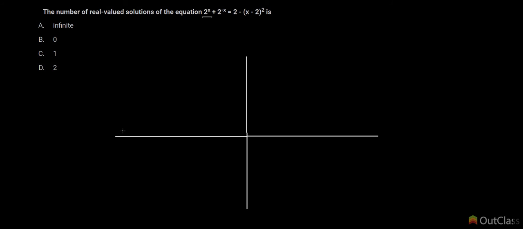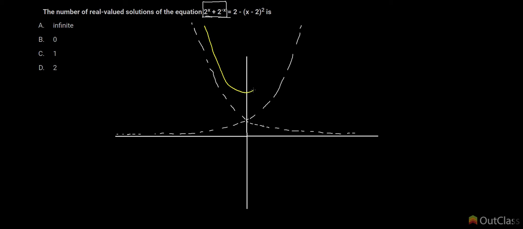2 raised to x looks like this. It's an exponential function. It will grow like this. 2 raised to minus x is basically the reciprocal of that. Also, you know that if x is replaced with minus x, it's going to be the mirror image on the y-axis. So it's going to fall the way the other one rose. If you want to sum these two things, what does that look like? That looks something like this.